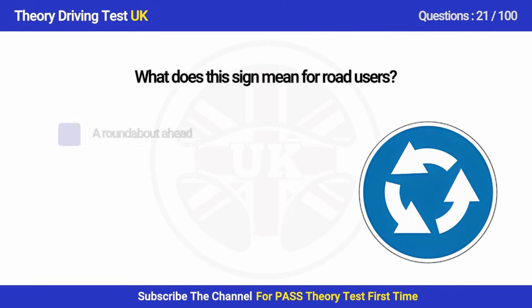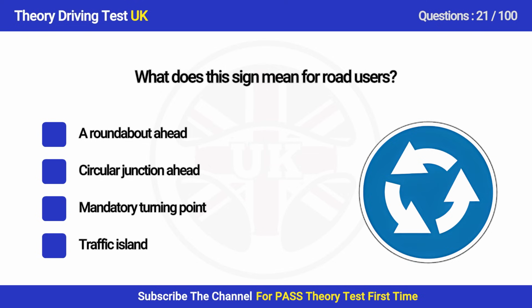Question 21. What does this sign mean for road users? A. Roundabout ahead. B. Circular junction ahead. C. Mandatory turning point. D. Traffic island.